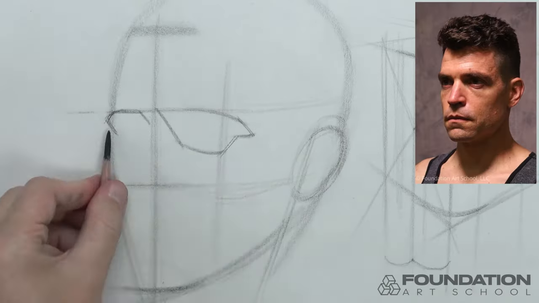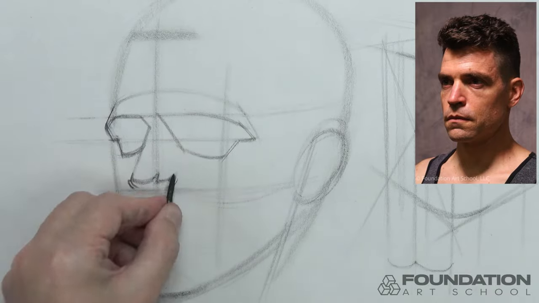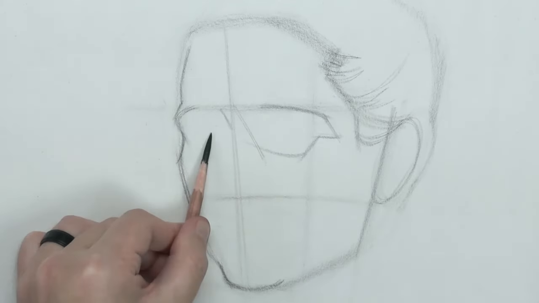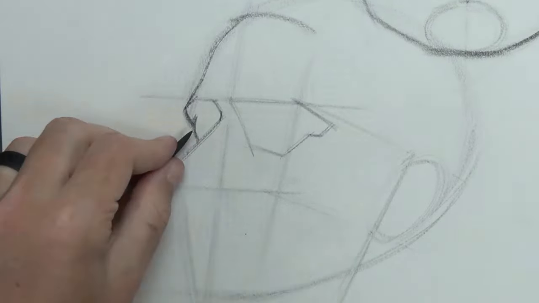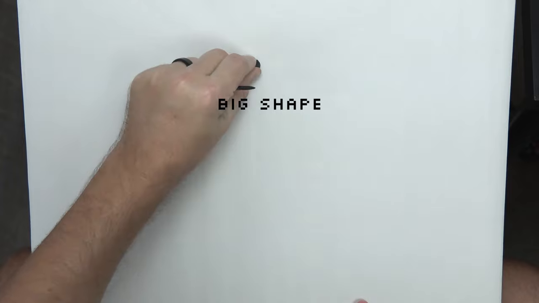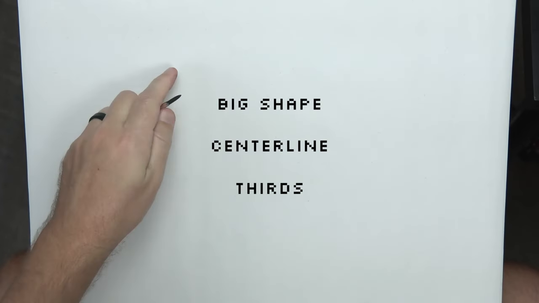Keep in mind that this is only one possible solution that fits this specific model. Once you understand the concepts involved, then the challenge is to be able to bend and modify these ideas in order to fit different types of people and the many brow and eye socket constructions that exist. Let's take a look. We're gonna start with what we did the first 2 weeks, right? Big shape of the head, center line, thirds, right?